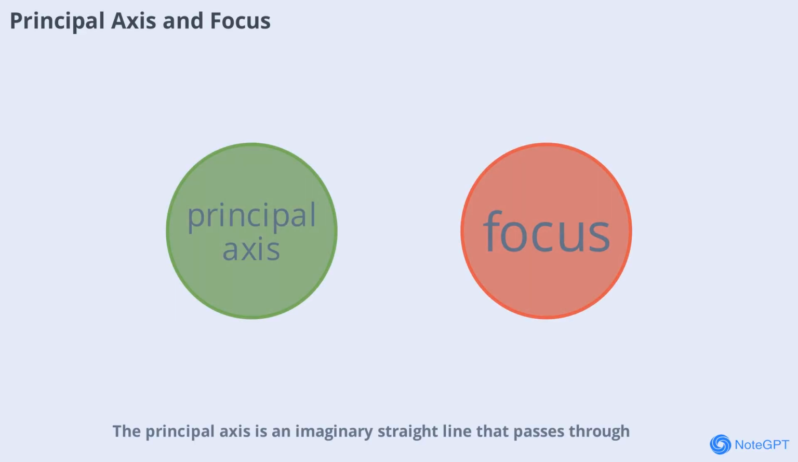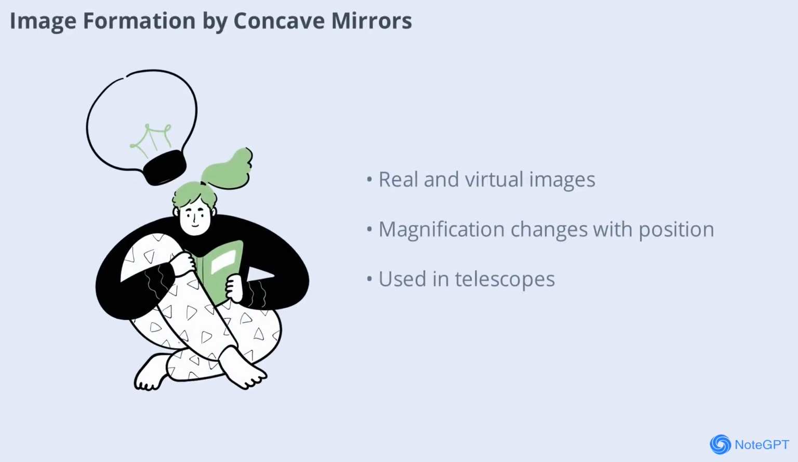Principal axis is an imaginary straight line that passes through the center of curvature and the pole of a spherical mirror. The focus is the point where parallel rays of light either converge, in a concave mirror, or appear to diverge from, in a convex mirror, after reflection. These concepts are essential for understanding how images are formed by spherical mirrors and for solving related problems in your exams. Concave mirrors can form real or virtual images depending on the position of the object.